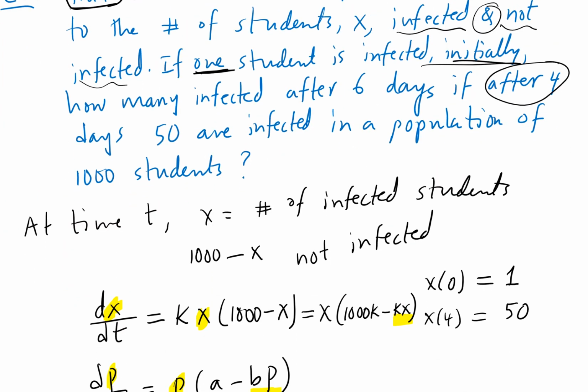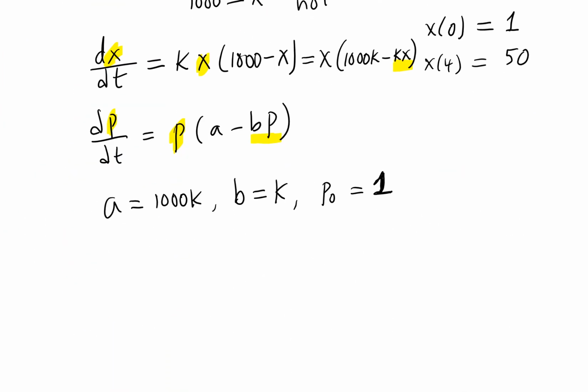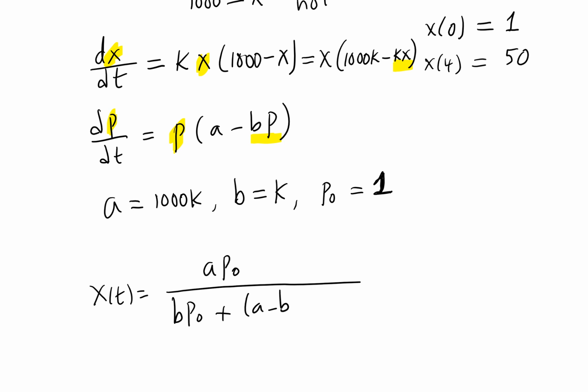So instead of P equals, we're going to have x equals, x of t is given by the formula we derived, a p0 over b p0 plus a minus b p0 times e to the negative at. And now we're going to see what is given and how do we finish this up. What are we required to find here? What are we trying to do? Who's going to tell us what we're trying to find?